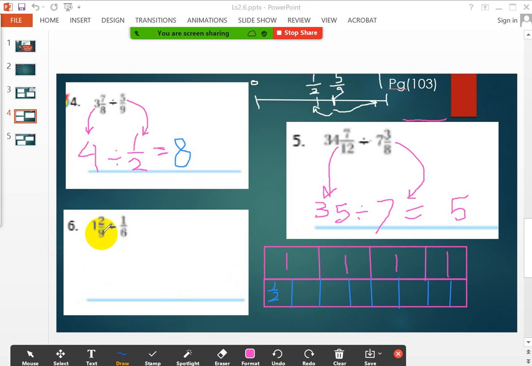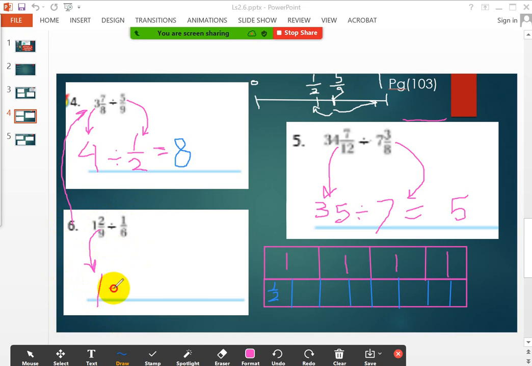Okay, I want to round 1 and 2 over 9 into the nearest number or the compatible numbers. Okay, now the same strategy as number 4. This one and this one, I will use the same strategy. So, 1 and 2 over 9. What is the closest whole to this number? 1. 1 is the closest whole to the number.